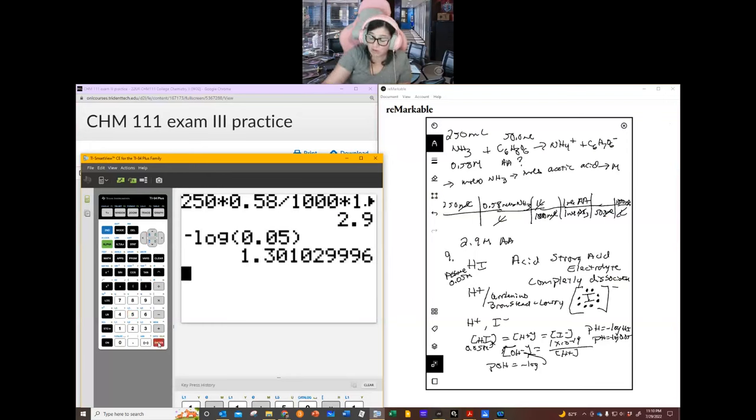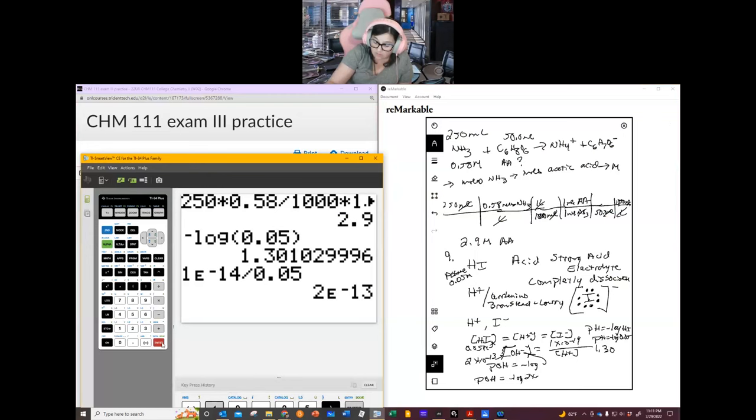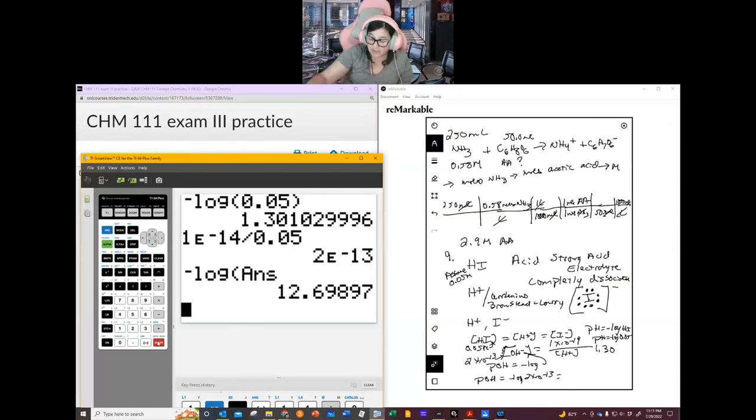Which gives me 1.30. I can find my OH minus by taking 1 E to the negative 14th divided by the 0.05. That gives me 2 times 10 to the negative 13th for that. My pOH is going to be the negative log of that. Negative log, second answer, enter. 12.69.